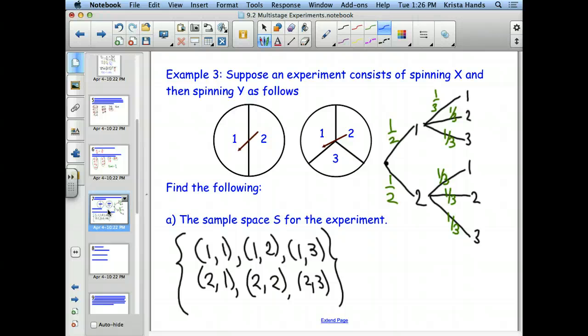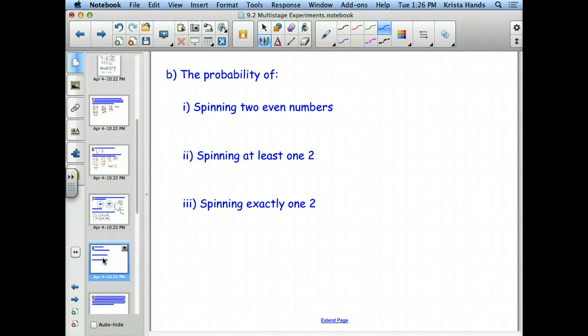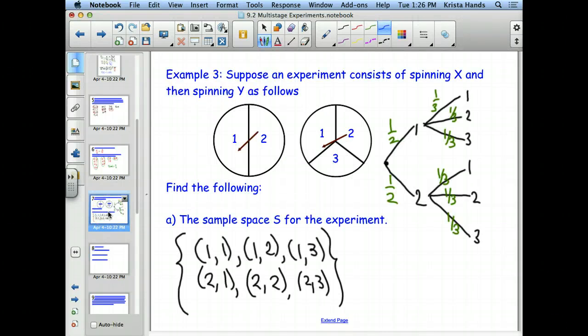Now, there's a couple other questions about this one, so let's go to the next slide. We're going to find the probability of doing some things. That is spinning 2 even numbers, spinning at least 1 two, and spinning exactly 1 two. So we can either look at the sample space, or we could look at the probabilities, or the tree diagram with the probabilities in it to answer any of these questions. I think that the sample space on this one is a little bit more intuitive. And the reason it's helpful is because all of these probabilities are the same.